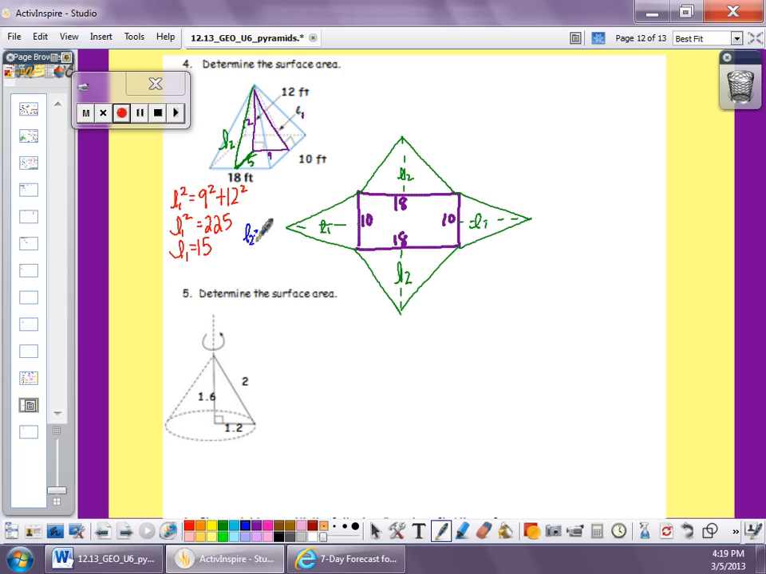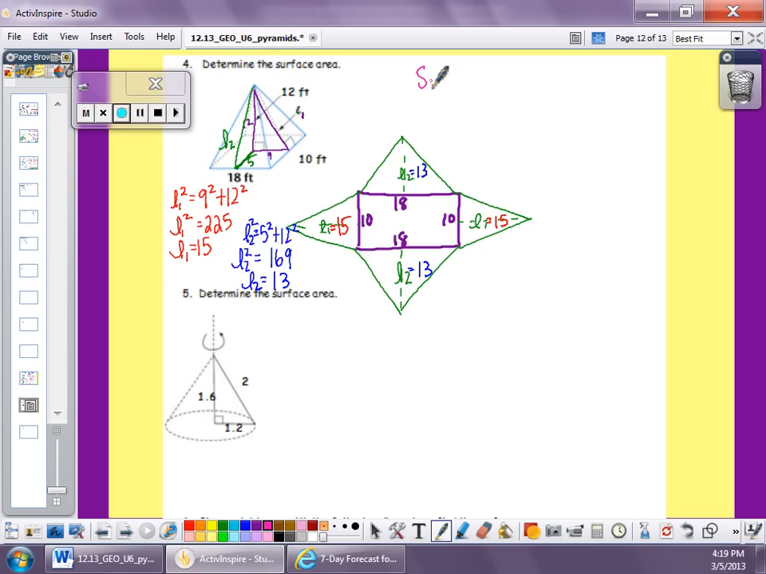Slant height 2 will be 5 squared plus 12 squared equals your slant height squared. The second one gives me 169. So slant height 2, not squared, but 2, is 13. So I have slant height 1, which is 15 and 15, and slant height 2, which is 13 and 13. So now I'm going to start solving this out.